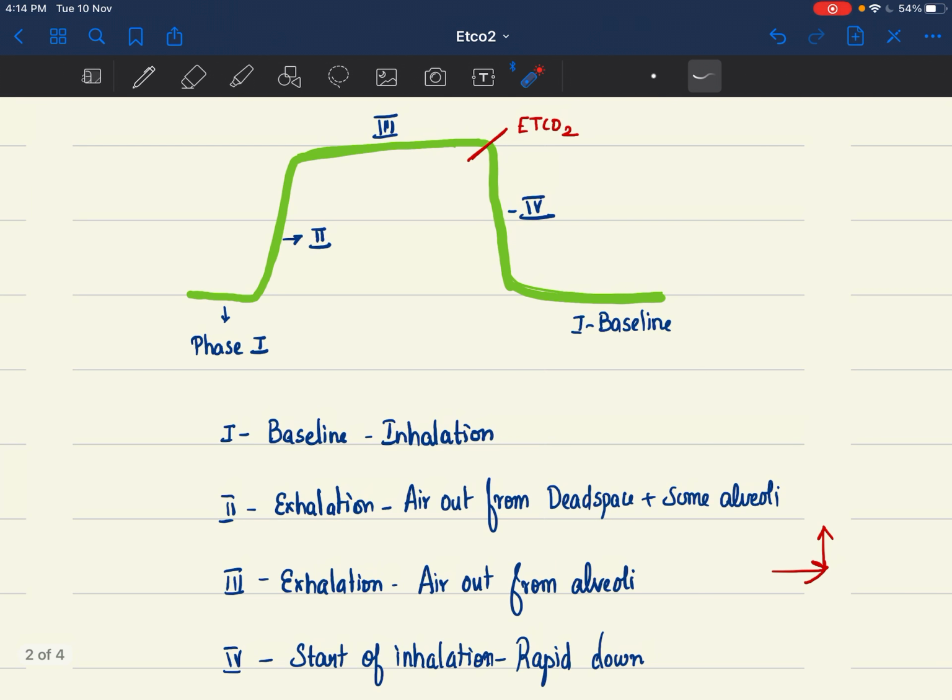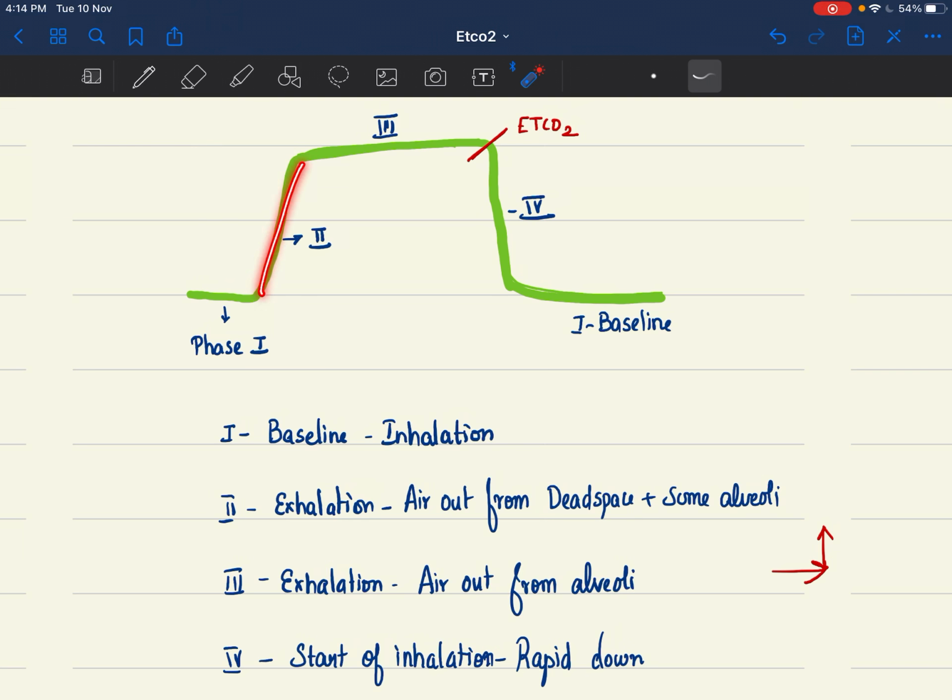Okay, so there are 4 phases. Phase 1 represents the inhalation phase. During inspiration, there is not much carbon dioxide at all. So, that is the baseline. It should not be more than 2 millimeter of mercury. Anything more than that or increasing baseline suggests that the patient is rebreathing the exhaled air.